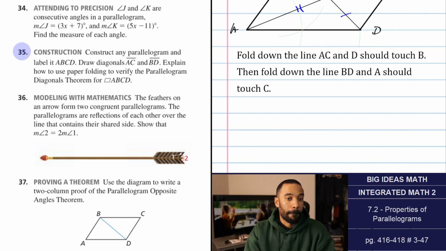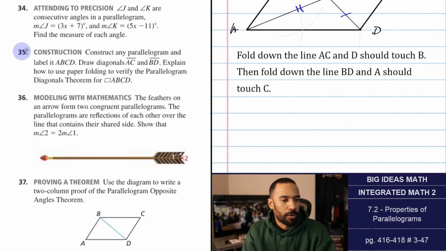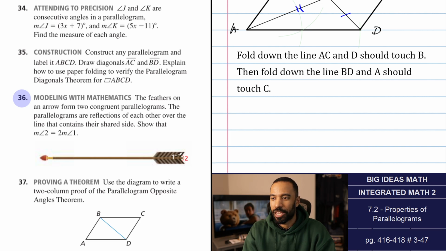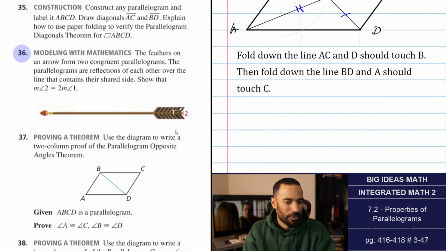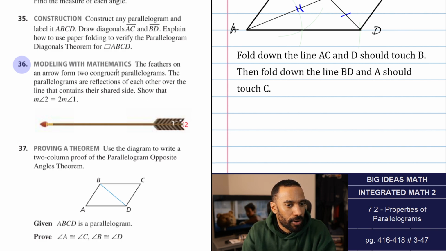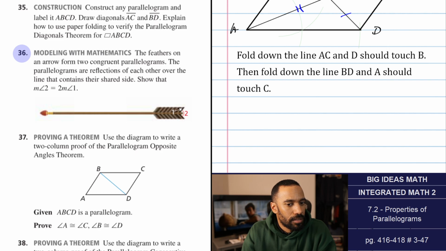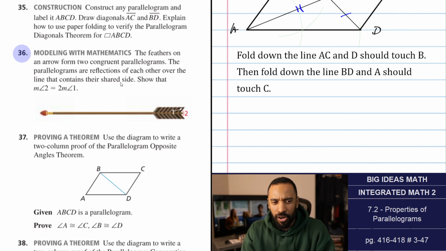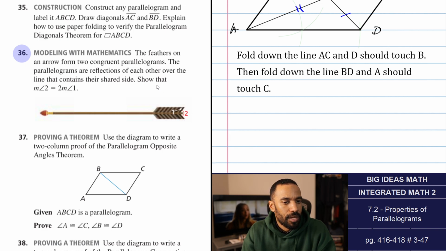Number 36. The feathers on an arrow form two congruent parallelograms. I think I know what that means. Let me draw it. So, sets of parallelograms here. What are they pointing at? The parallelograms are reflections of each other, so the line that contains their shared side. So this is the shared side right here that my mouse pointer is on. That's the shared side. Show that measure of angle 2 is twice that of measure of angle 1.